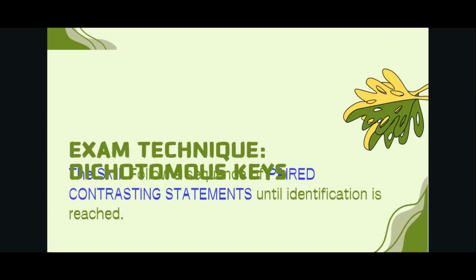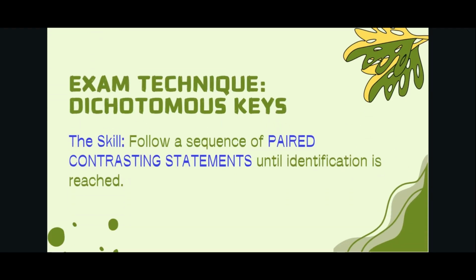This is a practical skill. A key always gives you a paired contrasting statement. Your job is to select the correct statement for the organism and follow the instruction, for example, go to 3, go to 2, until you reach the final name.